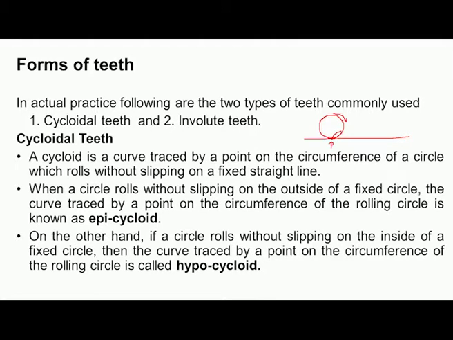When a circle or a roller rolls without slipping on the outside of a fixed circle, the curve traced by a point on the circumference of the rolling circle is known as an epicycloid. On the other hand, if a circle rolls without slipping on the inside of a fixed circle, then the curve traced by a point on the circumference of the rolling circle is called a hypocycloid.